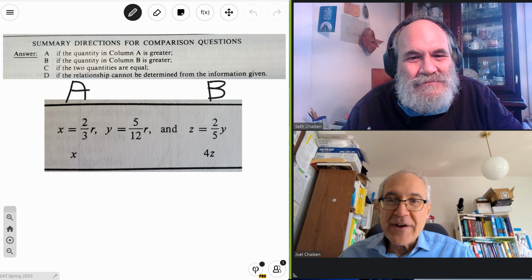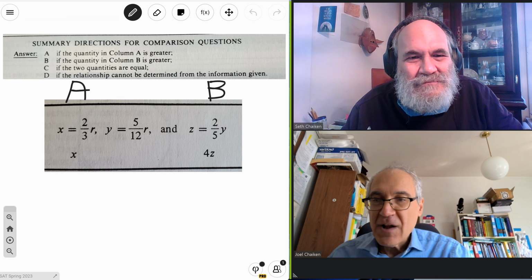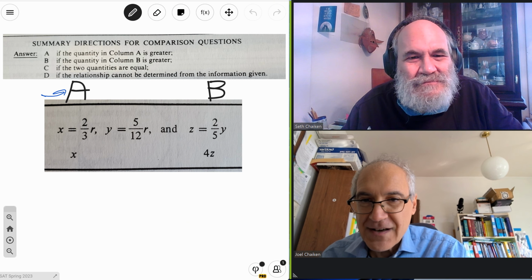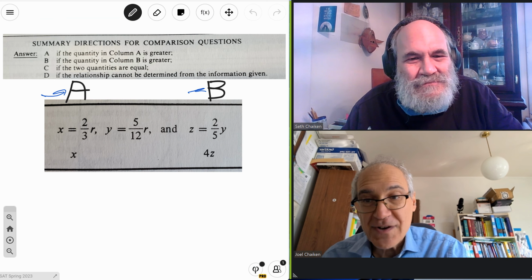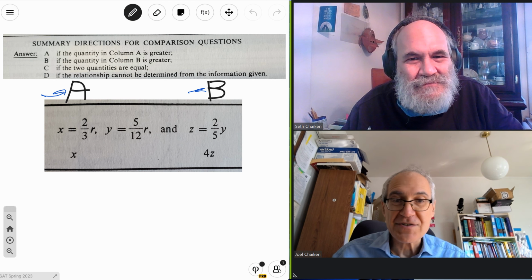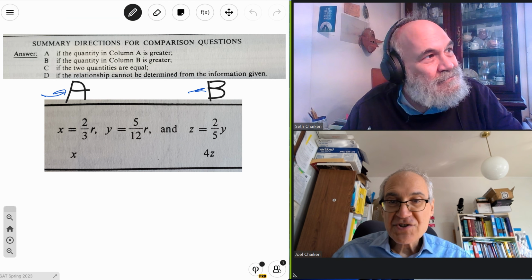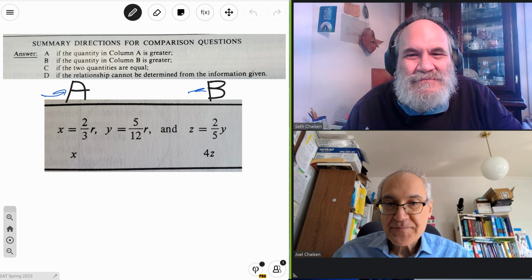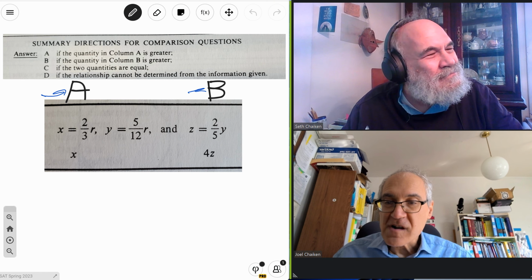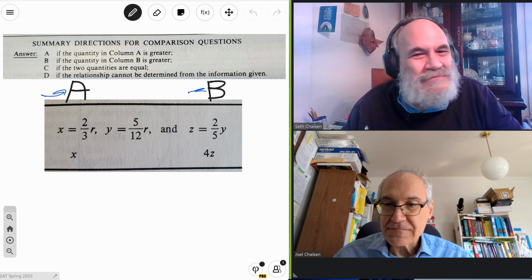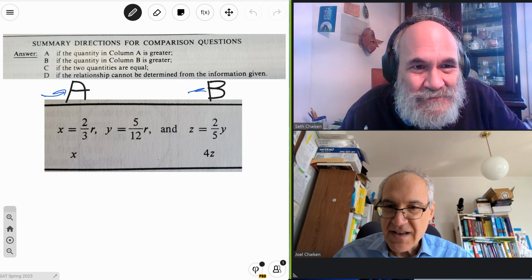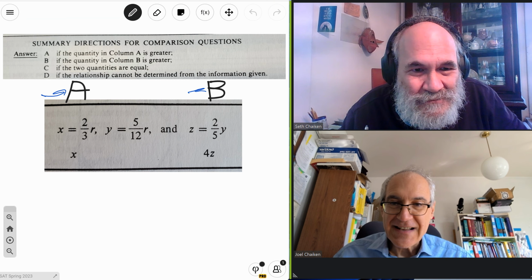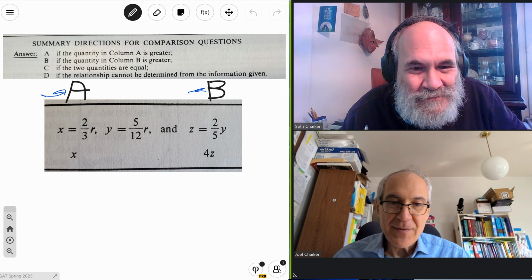Anyway, this is one of these weirdo questions that they used to put on where they give you 2 columns, column A and column B, and then they say answer A if column A is greater, and answer B if column B is greater, C if the 2 are equal, and D if you can't tell which one is greater or less. So it looks sort of algebraic, and let's give it a shot, right? X, plain old X, and then 4Z. Everything has to be in one variable, otherwise we can't do the comparison, right?